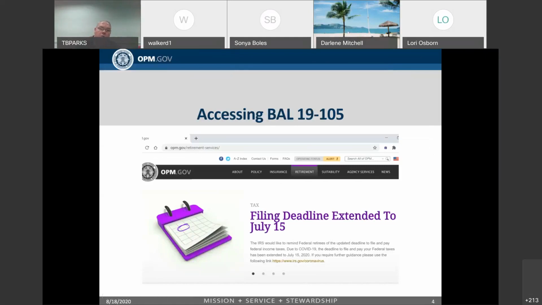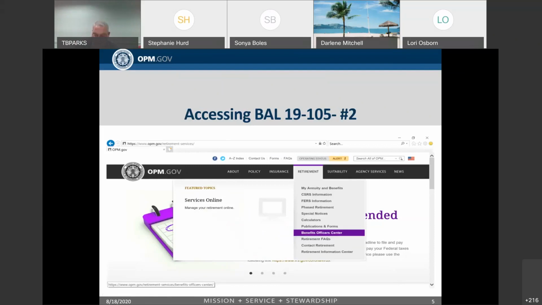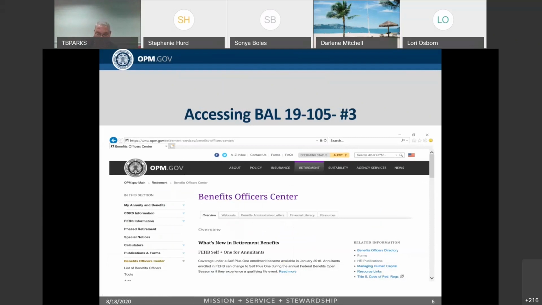So first, we'll look at our website and show you how to go through. I'm sure you're probably all familiar with this. There could be other ways that you go into it, but this is one way using Internet Explorer. Go to opm.gov/retirement services. Put your cursor over Retirement and click on it. A drop-down menu will appear, and then you can click on Benefits Officers Center. Once you're on that main page, you will have access to many websites for information and notification.